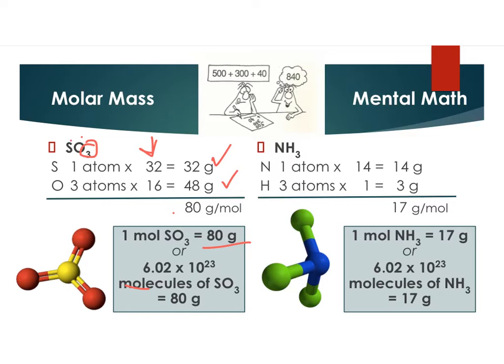And then over here we have NH3. And so you have 1 nitrogen and 3 hydrogens. So 1 times 14 is 14. 3 times 1 is 3. Add them together, you get 17. So 1 mole of ammonia is 17 grams, or it is 6.02 times 10 to the 23rd molecules of ammonia.